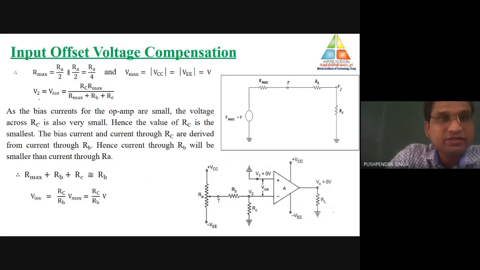So what is the value of V2? This V2 voltage is an equivalent voltage. We have changed this circuitry to a Thevenin equivalent circuit. With the Thevenin equivalent circuit, the supply voltage is Vmax, and the value of resistance is Rmax. Rmax is Ra by 4, which is nothing but the parallel combination of Ra by 2. And V is equal to Vmax, which is nothing but the supply voltage.